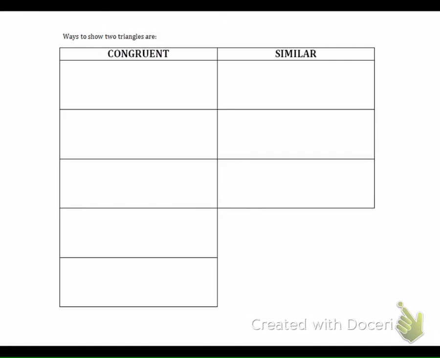Yes. All the sides are equal. Good. So we will call that one SSS. Is there a similar one that works for similar? So to show that all the sides are congruent, you can show the triangles are congruent. How do you do that with triangles that are similar? Or do you just want to do all the congruent ones first? All the congruent ones first. Okay. So side, side, side.